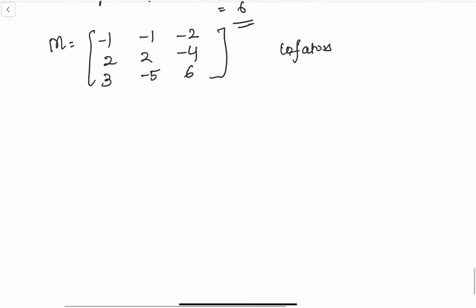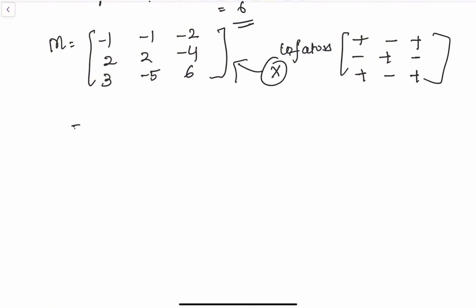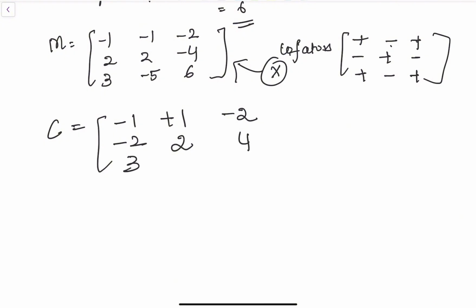Now finding the cofactor. Remember this sign matrix: plus minus plus, minus plus minus, plus minus plus. Now you have to multiply this minor with this cofactor sign matrix, which means the signs will be changed. Plus into minus will be minus, minus into minus will be plus, plus into minus will again be minus, minus into plus will be minus. So go on multiplying. It will be 4, 3 into plus will be 3, minus into minus will be plus 5, 6 into plus will be 6. Now this is the cofactor.